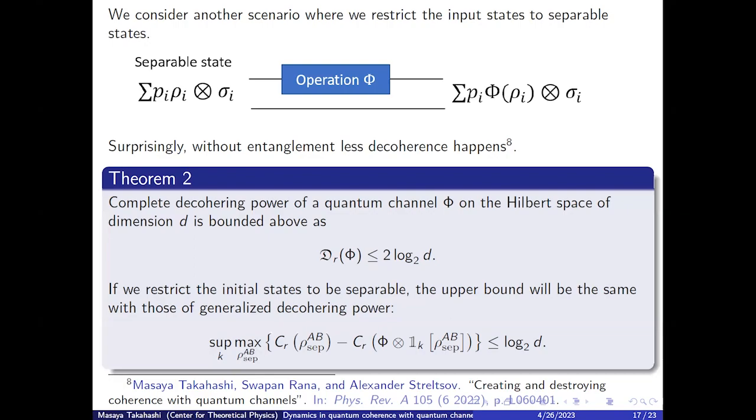So this d is the dimension of the system. It's kind of reasonable, because if you have a small operation on a small dimension system, then the decoherent power is also bounded in terms of that dimension. And also, if you restrict the initial states to be separable, then the upper bound will be the same as the generalized decoherent power, which is log 2d.